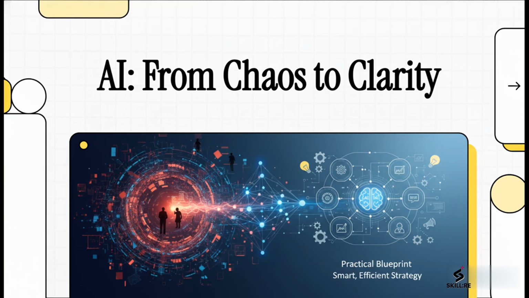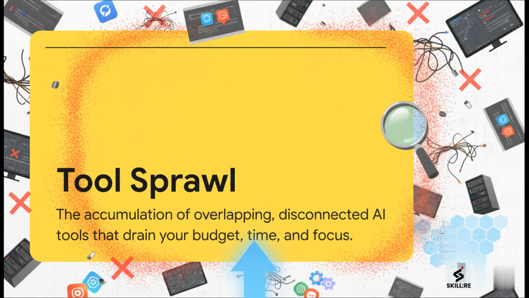It's called tool sprawl. And listen, this isn't just some techie headache. It's a real business problem. It's what happens when you end up with this messy pile of tools that all kind of do the same thing, they don't talk to each other, and they just slowly drain your budget and your focus. So, today we're going to fix that. Okay, let's dive right in.